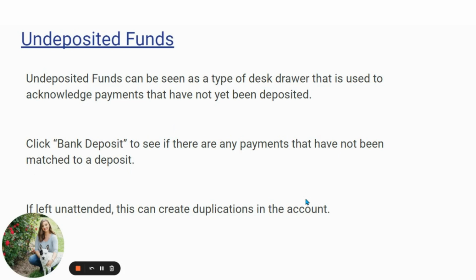So what I like to do is click bank deposit to see if there's any payments that have not been matched to a deposit. And if left unattended, this can create duplications in the account, and we do not want that. So I'm going to show you what this looks like firsthand.